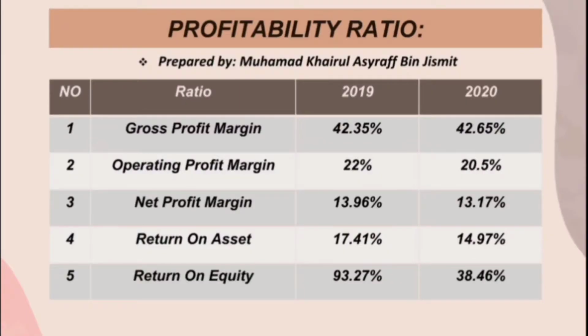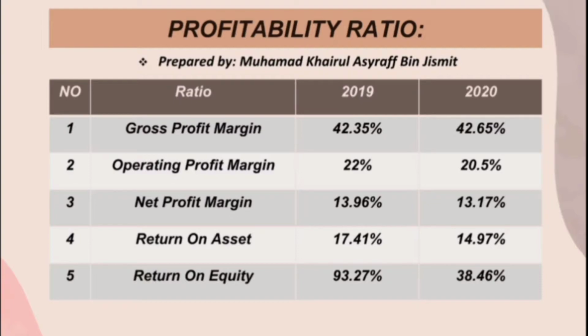I am responsible for calculating the profitability ratios of the company. So let's begin. There are 5 ratios in the profitability ratio, such as gross profit margin, operating profit margin, net profit margin, return on asset, and lastly return on equity. These ratios measure the profitability of the firm's overall business operations.